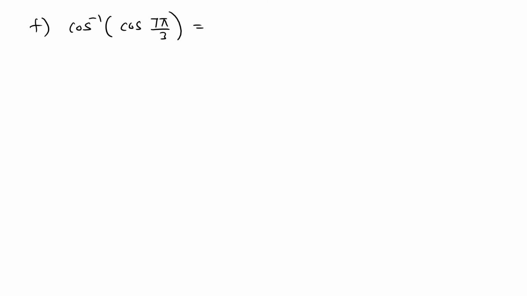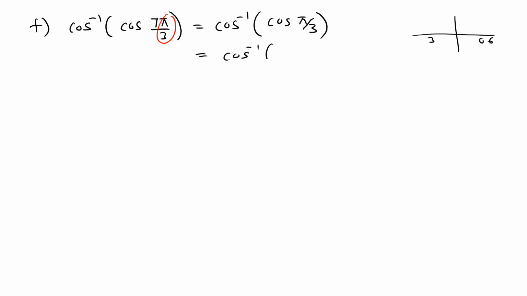So this is in the first quadrant, because you can see the numbers are 0, 3, 6. So it is only one more. That means it is in the first quadrant. Since it's in the first quadrant, the inside function is simply cosine pi over 3, because that's a reference angle. So cosine pi over 3 is 1/2. So that means this is simply cosine inverse.